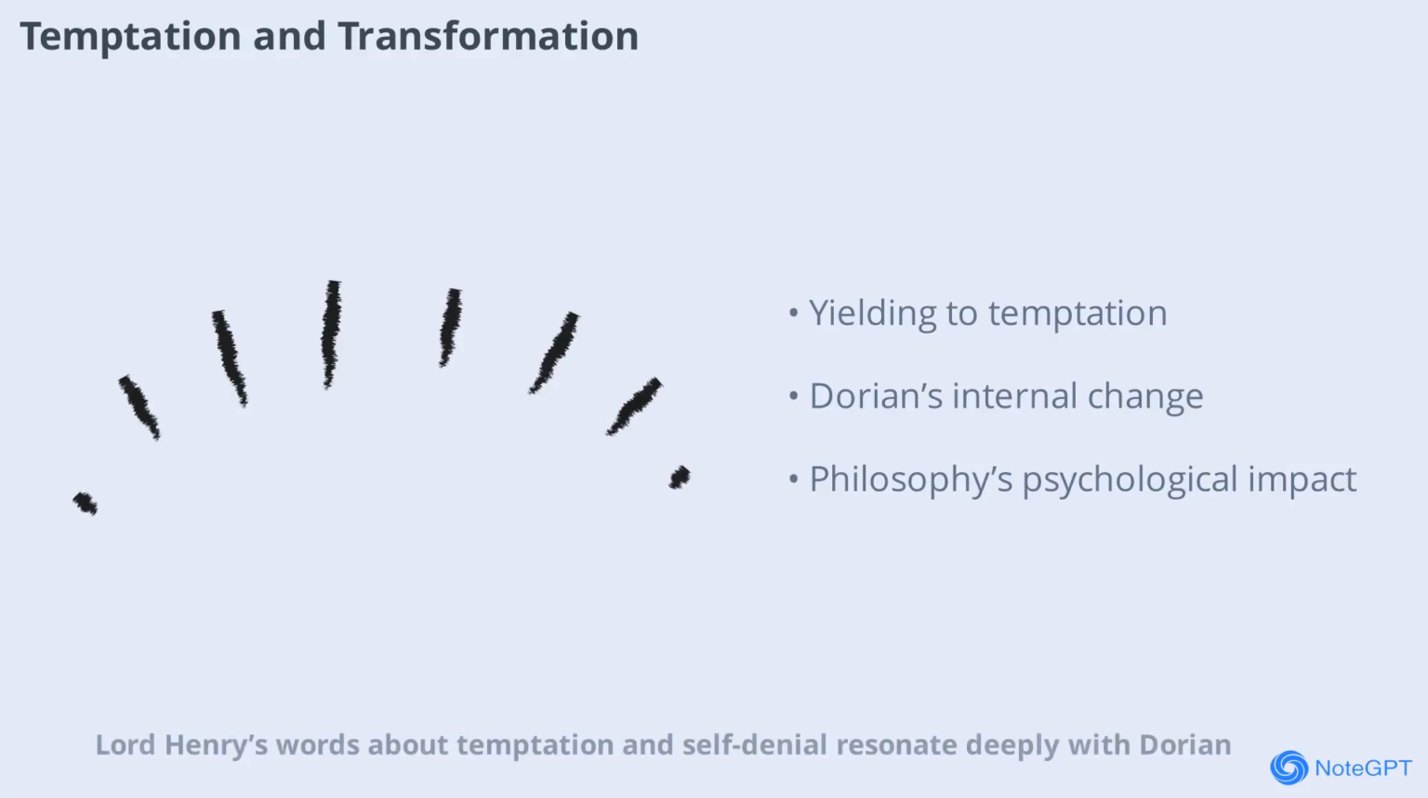Lord Henry's words about temptation and self-denial resonate deeply with Dorian. He suggests that resisting temptation only makes the soul sick with longing, and that the only way to rid oneself of temptation is to yield to it. Dorian is bewildered by these ideas, feeling a strange new influence at work within him.